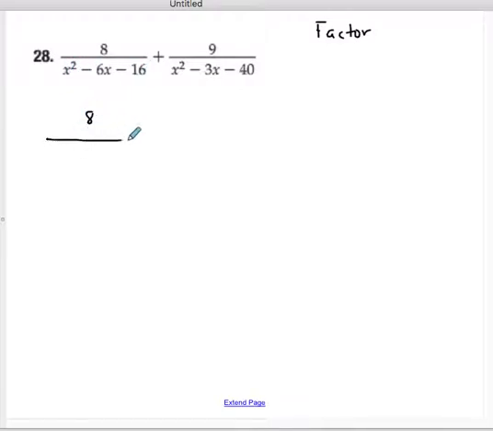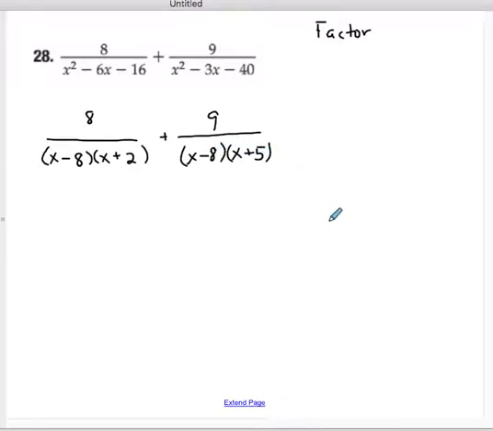So for the first, I need two things that multiply together to give me negative 16 and add up to negative 6. One of them is going to be negative and the other positive, and I think that's going to be negative 8 and positive 2. And then for this pair, two things that multiply together to give me negative 40. Again, one's going to be negative and one positive, and they have to add to 3, so we're going to have negative 8 and positive 5.